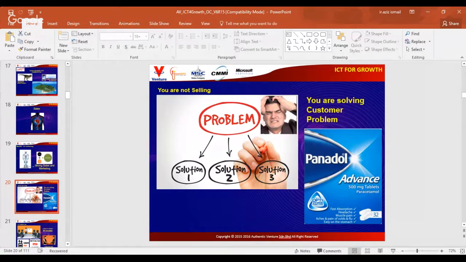So the concept is you are not selling. This is one of the things you must do in order to grow your business, by 50%, by 100%, by 200%. Change the concept. You are not selling, you are solving people's problems.